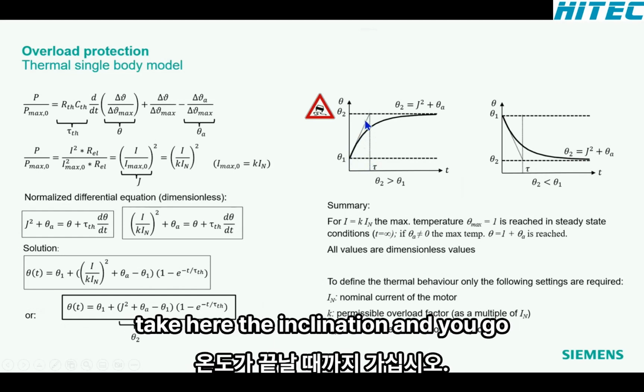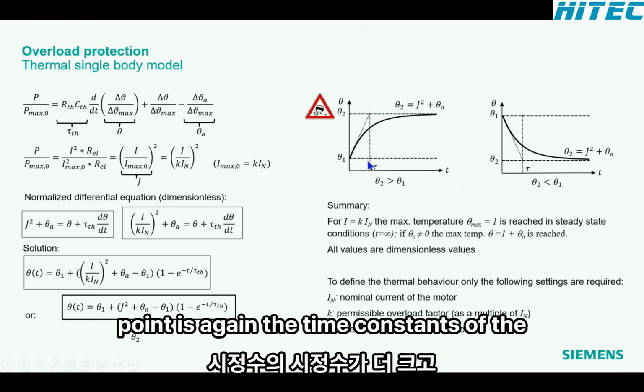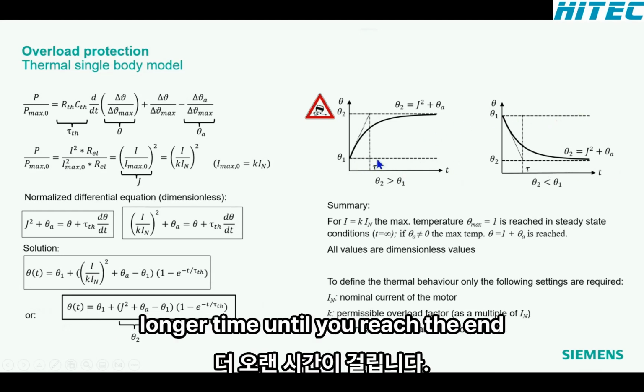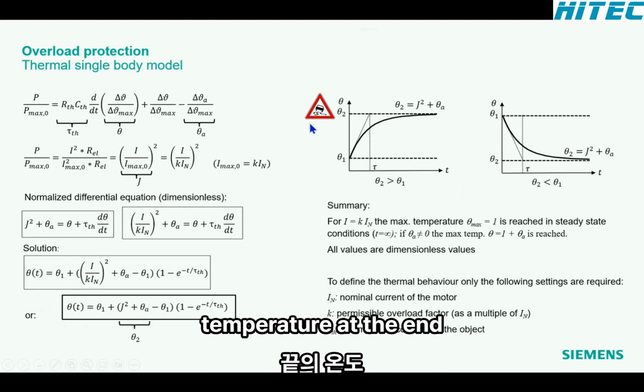You take here the inclination and you go until the end temperature. And this point is again the time constant. So if the time constant is bigger, then you stretch here the curve and then it takes a longer time until you reach the end temperature at the end.